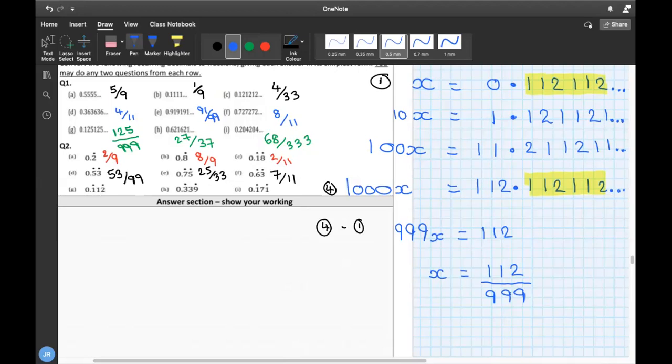I'm just going to write these ones below it because we've been running out of space slightly here. So that was 112 over 999. Okay, see if you can predict what this one will be before we simplify it. We're going to do this one out in full.